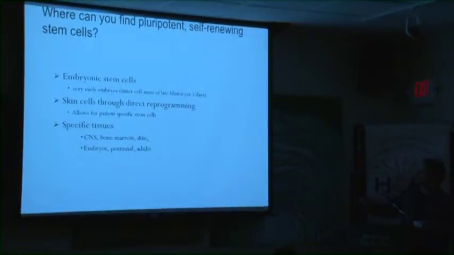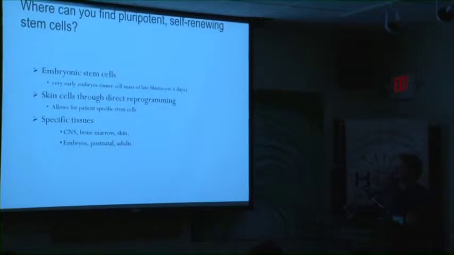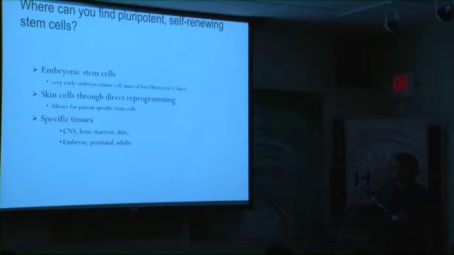Okay, so there are lots of places, of course, to get self-renewing pluripotent cells. Again, we're going to hear about all of them today. I'm going to talk to you about tissue-specific cells isolated from the CNS, in this case, the retina.